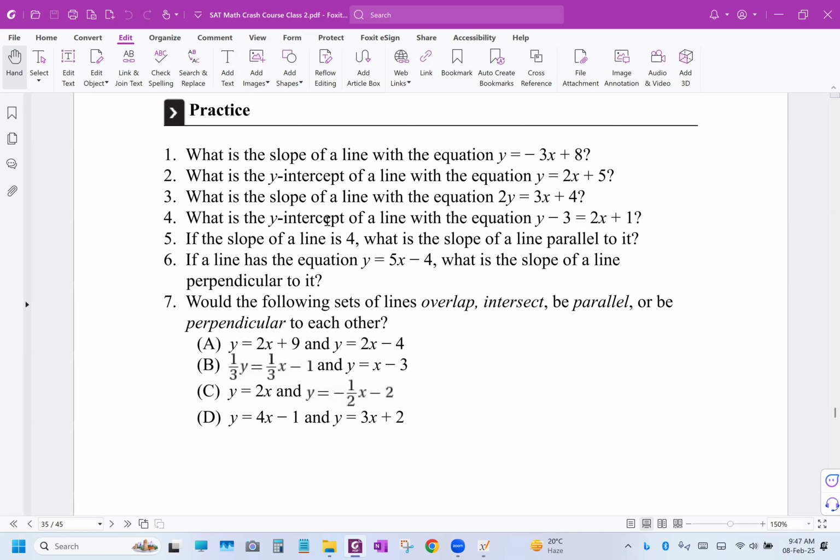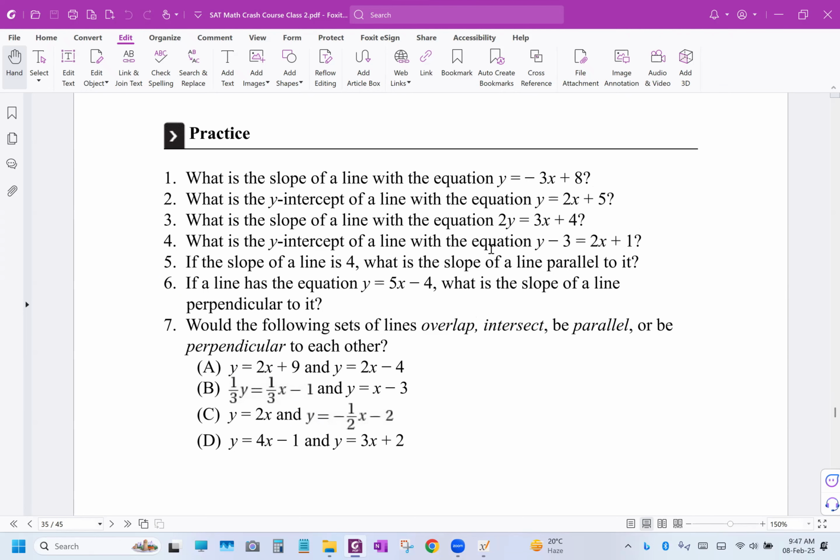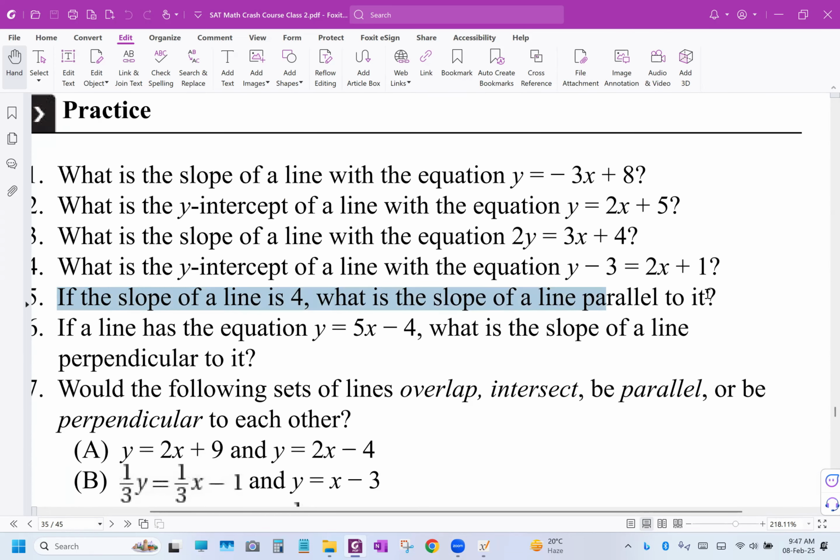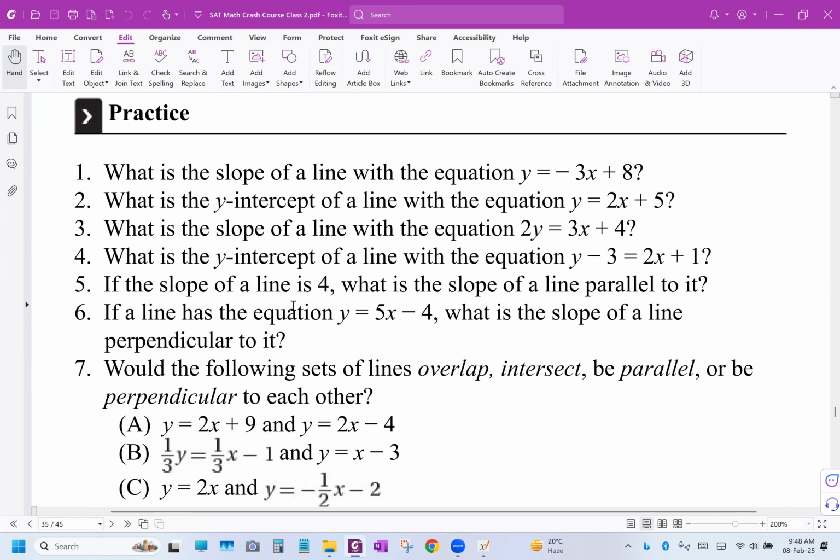So what is the y-intercept of a line with the equation? Y-intercept of the line of the equation. That would be 4, right? Exactly. If the slope of a line is 4, what is the slope of a line parallel to it? Good question. Solve it. 4. Exactly. Very good. If a line has the equation y equals 5x minus 4, what is the slope of a line perpendicular to it? It's a nice question.